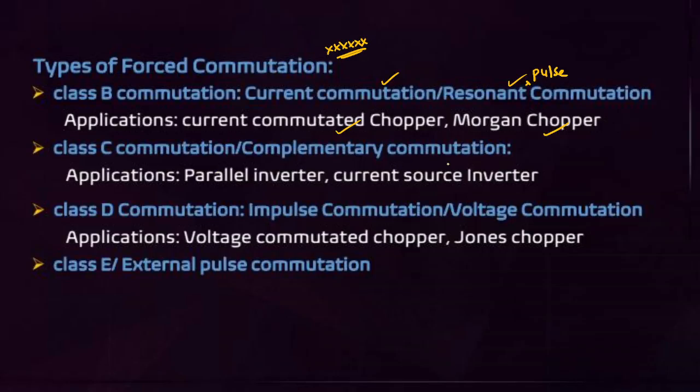Class C commutation is also called complementary commutation. Where can we use this class C commutation? Parallel inverter and current source inverter. Applications are important. Alternative names are also important. You have to consider. Class D commutation is also called impulse commutation or voltage commutation. Applications are the voltage commutated chopper. And all these are which commutation methods? Forced commutation methods. Class C commutation is also called external pulse commutation.